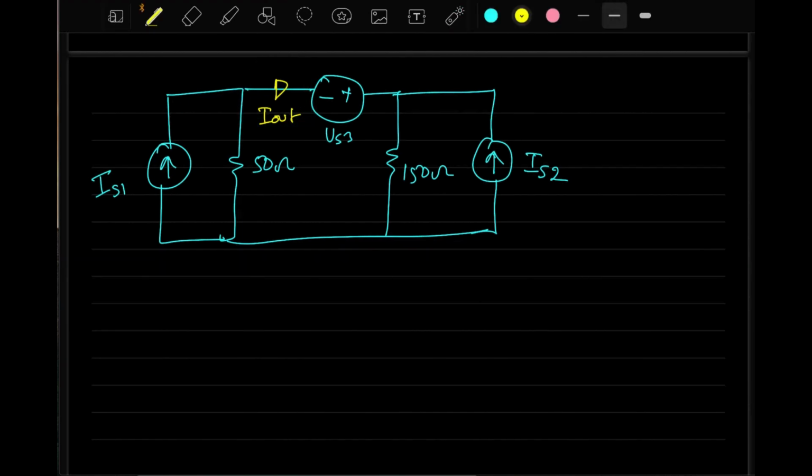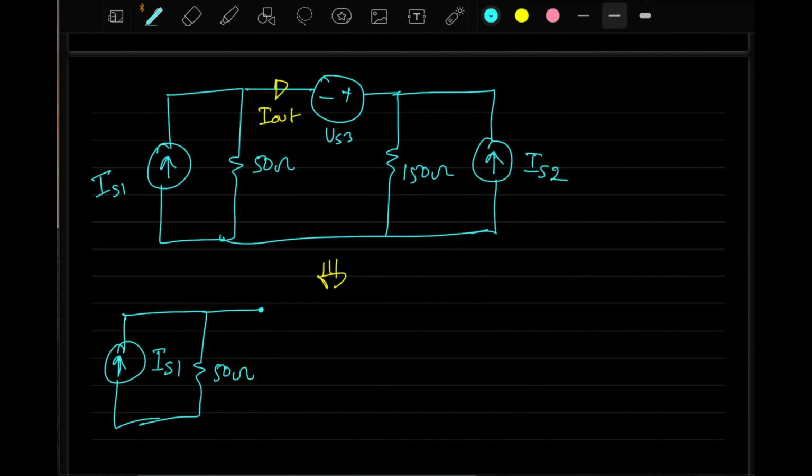As per the superposition theorem, we will have three different circuits. The first circuit will have a current source, IS1. Then you have 50 ohms. What will this be like? Will it be a short circuit or open circuit here? Short circuit. And this will be open. Everybody agrees with this when IS1 is activated? Yes, sir. So if IS1 is activated, you can calculate I out easily, right?